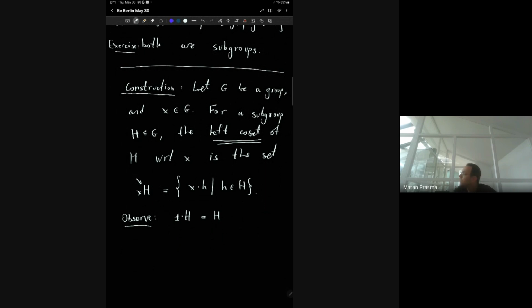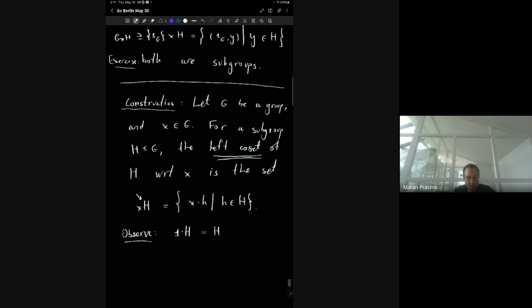So I have a terminology question. You say the left coset. Oh, so left coset of H with respect to x. Okay, yeah. Makes sense.